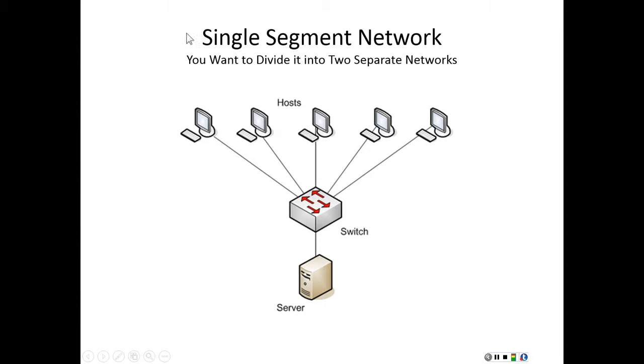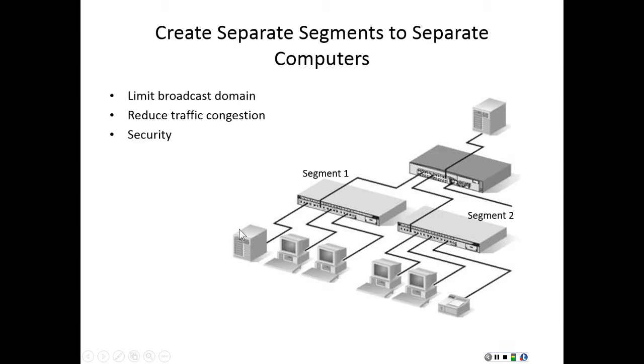If I had a single segment network, but I wanted to divide it into two separate networks for purposes of segmentation and traffic control, what I could do is purchase a second switch and then hook half of the workstations to one switch and hook half of the workstations to the other switch, and I will have effectively separated these workstations onto separate segments. I would want to do that to limit the broadcast domain, to reduce traffic congestion, and for purposes of security.